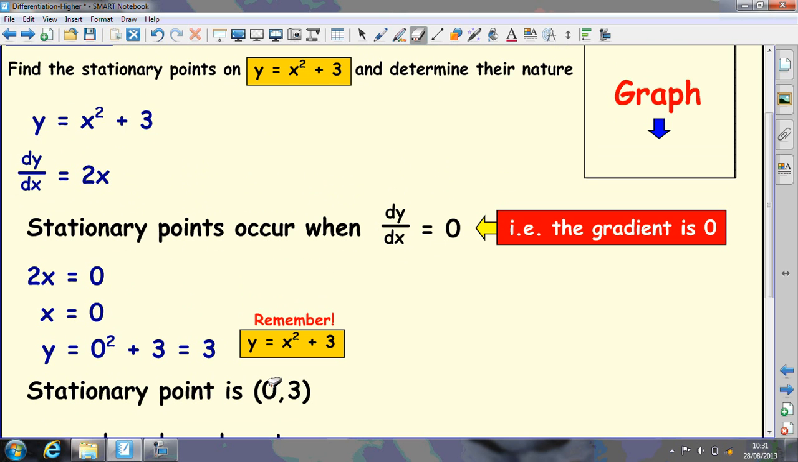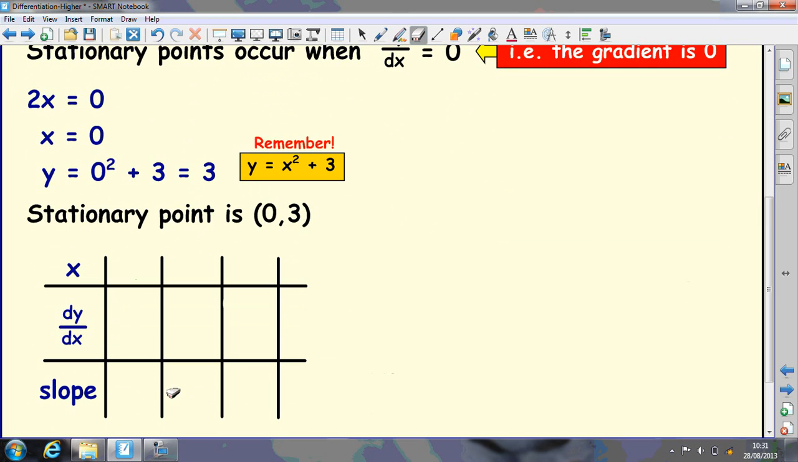Okay, the next thing we do is we draw a table. This is called a nature table to find out what type of stationary point this is. This will let us know if it's a maximum, minimum, or rising or falling point of inflection. So in your nature table, you always have the same thing. You have your x value, you have your derivative, and then what the slope looks like. So to fill this out, in the middle we use our stationary point. We know x is 0 as our stationary point. We look at just before 0 to see what's happening. I would just choose -1. And a wee bit after 0 to see what's happening, I would choose +1.